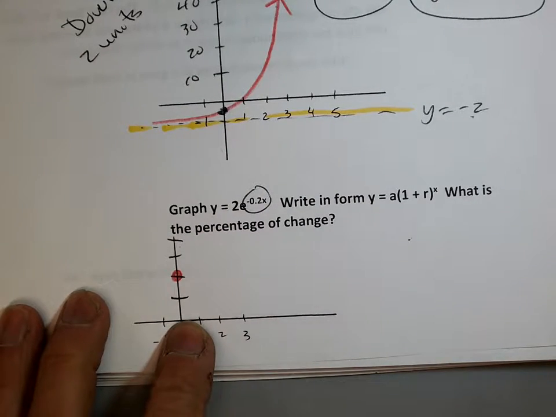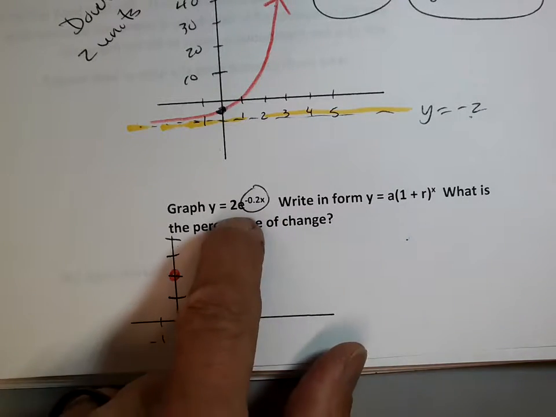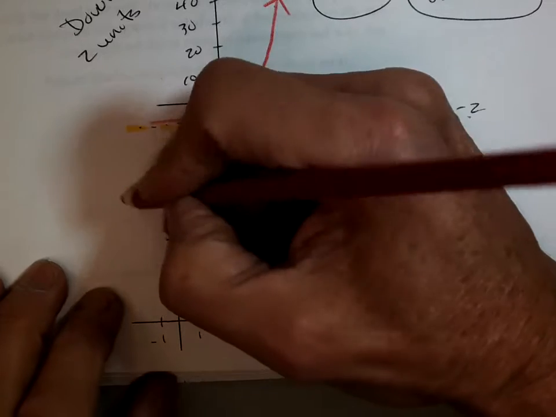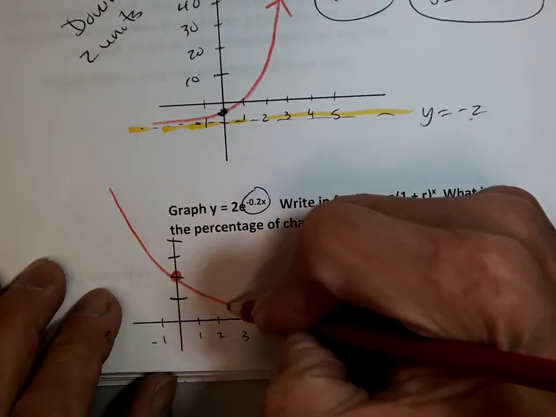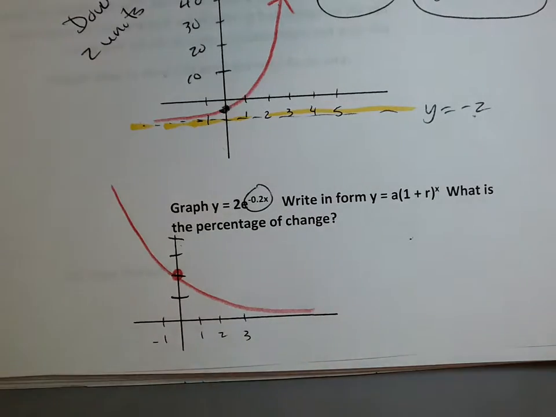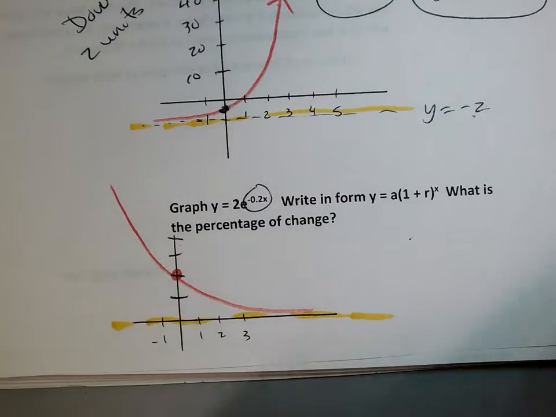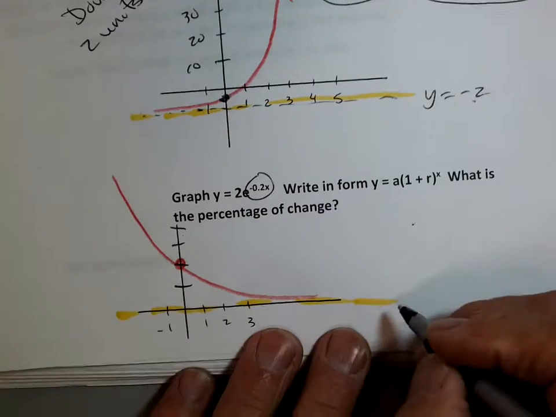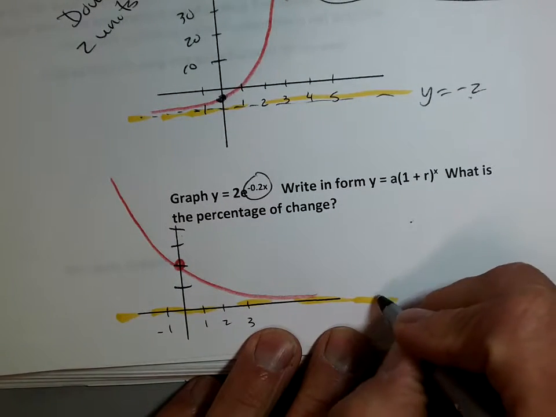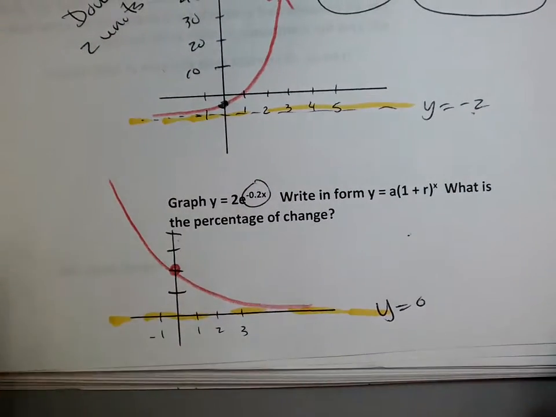It has to, because anything to the 0 power is 1, and 1 times 2 is 2. I know the shape is that it's going down, right? We don't have to have a perfect graph, but we need the shape, that J shape. And I need to also know there's an asymptote right here. So what I have then is y equals 0 as my horizontal asymptote.